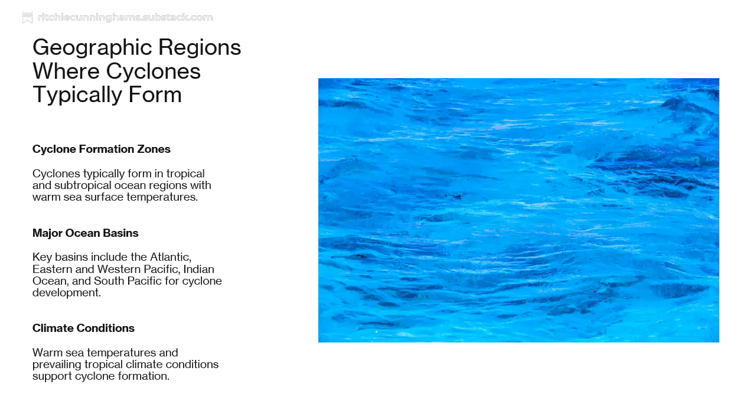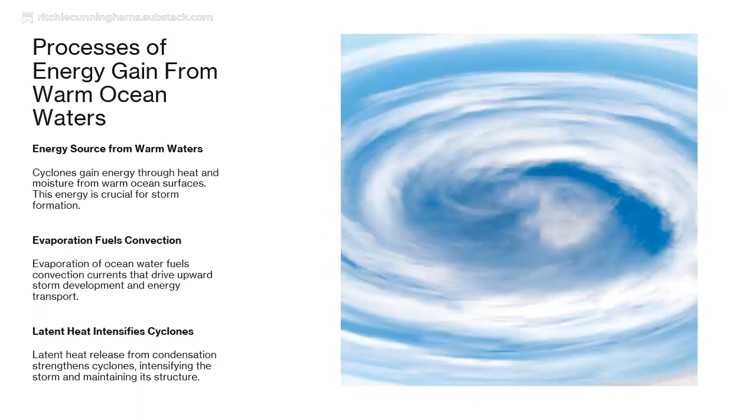When the sun heats the ocean, the air above the warm water also heats up and becomes less dense. This warm, moist air rises, creating an area of low pressure at the surface. As the air rises, it cools and condenses to form clouds and heavy rainfall. Condensation releases latent heat, which provides additional energy to the storm and causes further uplift. This positive feedback process allows the storm to intensify.